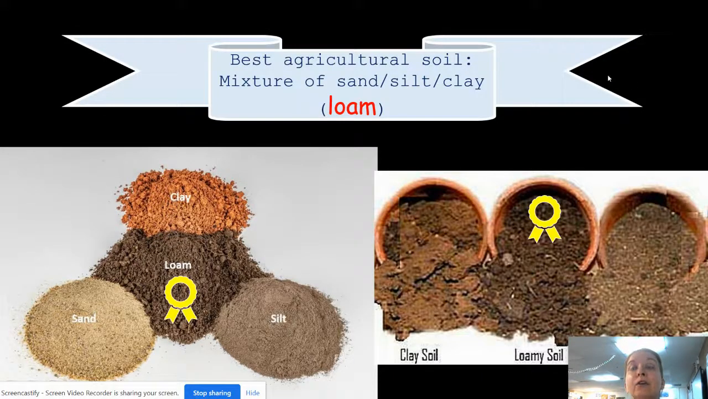The best agricultural soil, the best soil to grow food in, is a mixture of sand, silt, and clay called loam, plus a nice little mixture of organic material. It allows water to flow through nicely. It doesn't get waterlogged as much. It's just a nice, happy grouping of all of the kinds of soil.